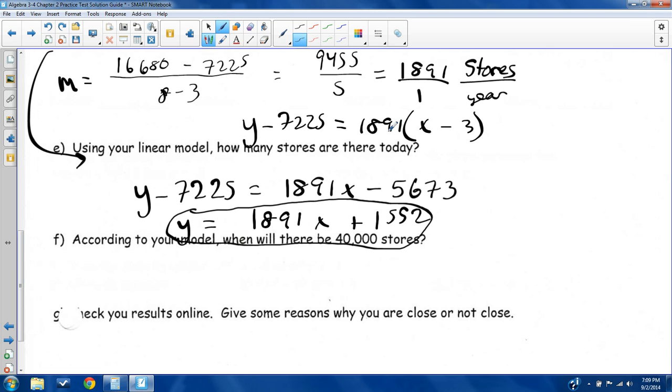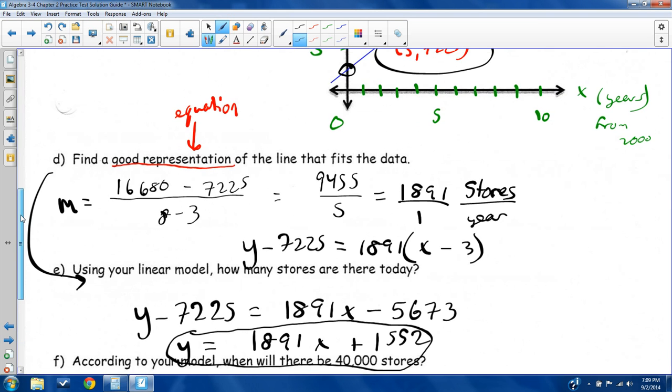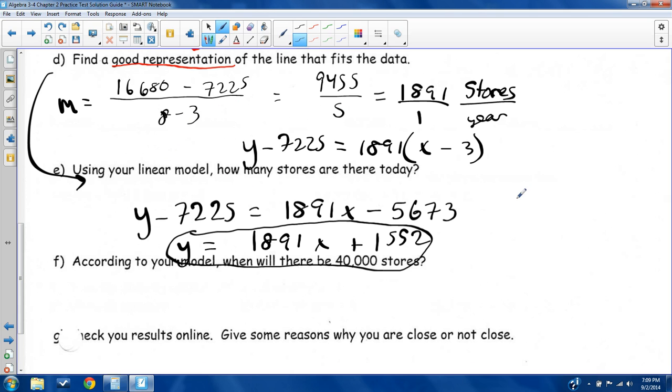Now I have to label these variables here. It's going to be important that we know what all this stuff means. X was years. Y was stores. M is my rate, how many stores I get per year. And 1552, I want you to think about what that means because they're not asking you here.